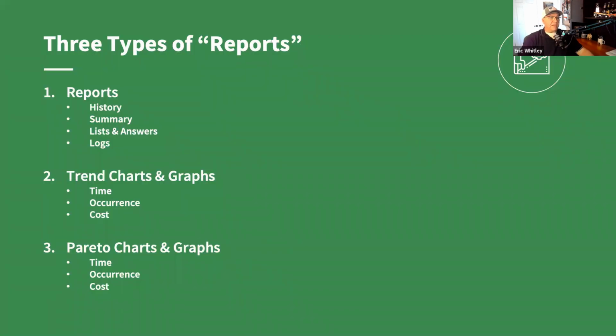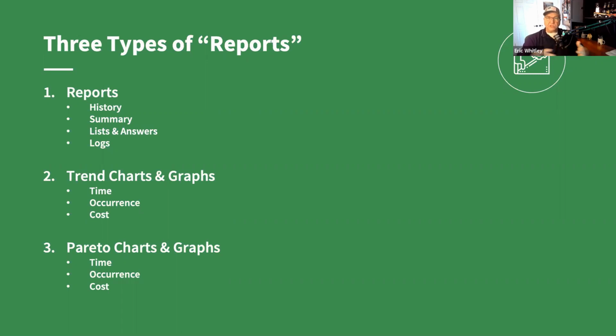So when we talk about reports and graphs, there are basically three types inside of Leading the Lean. One is the reports, and I'll show you this in a second: the history and summary reports, lists and answers to questions, dispatch questions, and those logs. The other category is the trends, charts, and graphs.